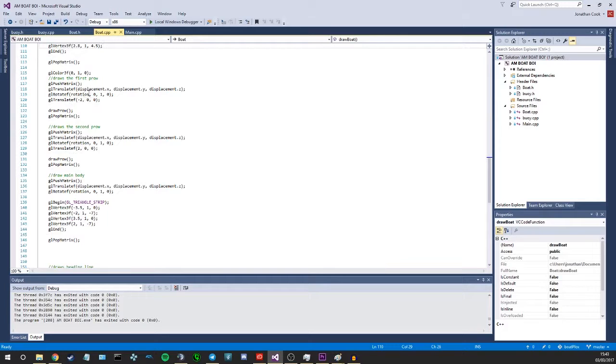When we draw the two parts of the prow, we also move those. When we draw the prow, we move them slightly in the X direction, so they appear on either side of the prow of the ship.